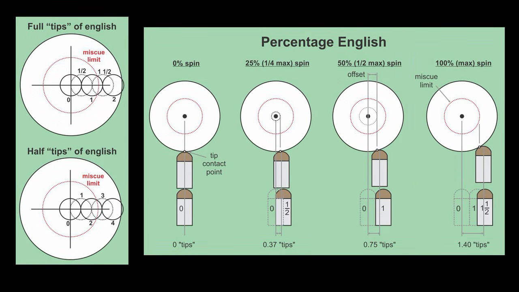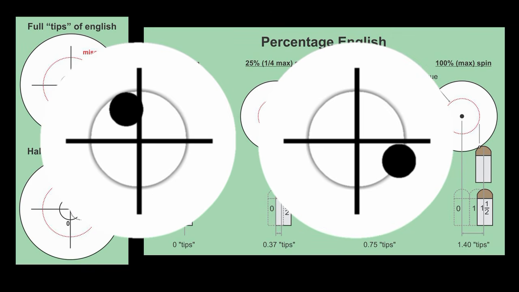In my videos and articles, instead of using tips or percentage terminology, I just show spin diagrams that indicate exactly where the tip is hitting the ball for each shot.